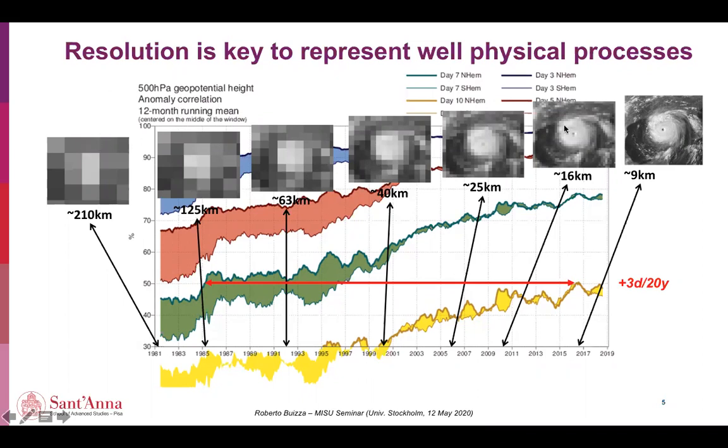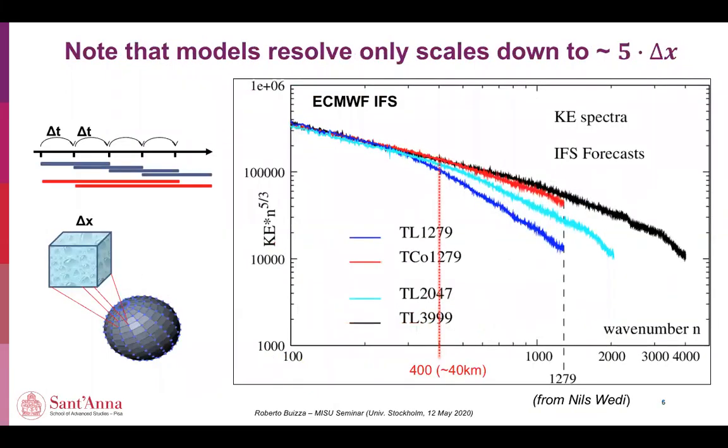So the point I want to make here is that clearly if you don't have enough resolution, if your mesh is too coarse, it's very hard to simulate fast processes and small scale processes. So resolution matters. The problem is that if you want to use a very high resolution, you need to have a very powerful computer, because the more grid points you have, the more computations you need to do to simulate the atmosphere.